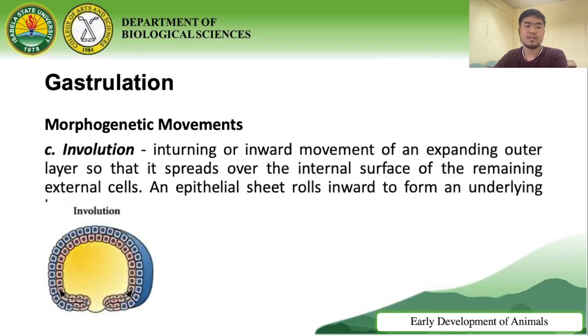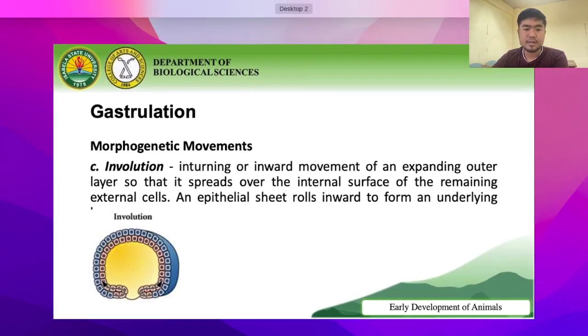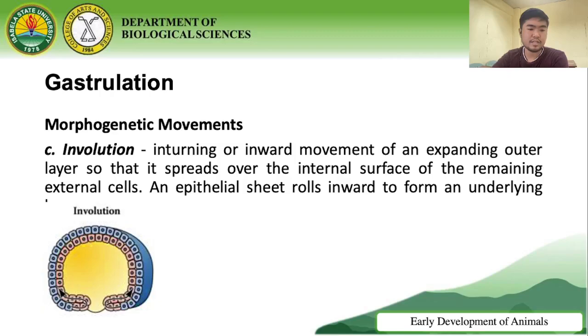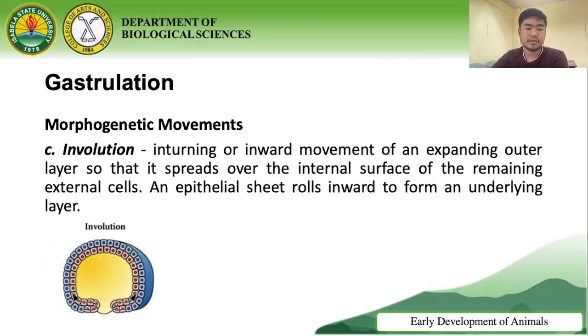Okay, it is the inward movement of an expanding outer layer so that it spreads over the internal surface of the remaining external cells. So an epithelial sheet rolls inward to form an underlying layer. Okay? So, ito na yung product ng ating invagination.